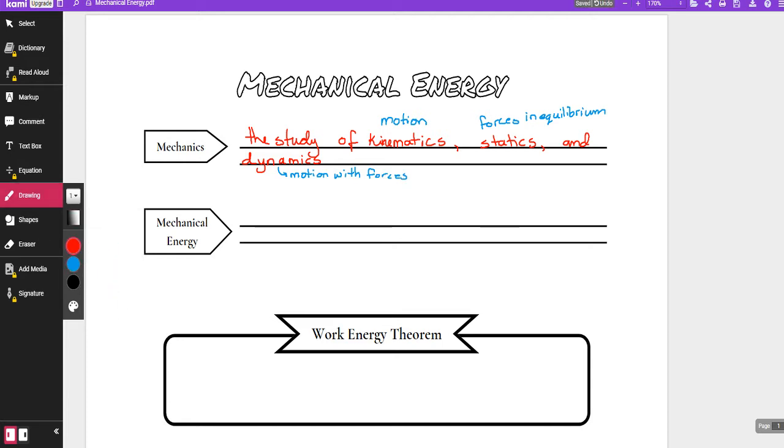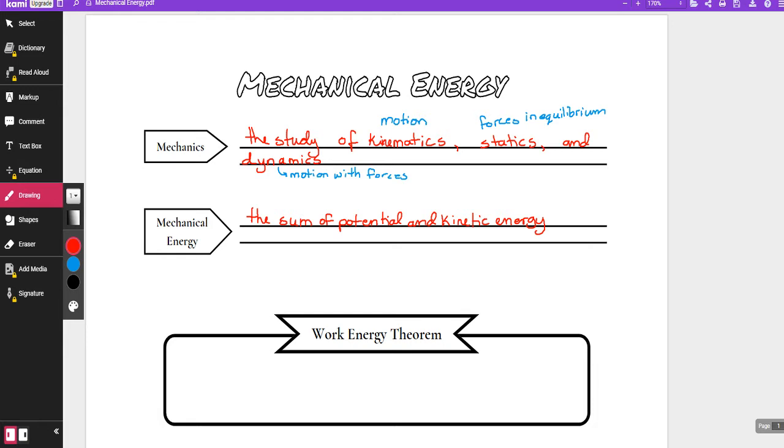And our mechanical energy is the sum of potential and kinetic. So we learned a little bit about potential energy and kinetic energy. We didn't really get into it because I wanted to focus more on other things. But it's the sum of those energies. And what we looked at before is we studied the changes of these energies.